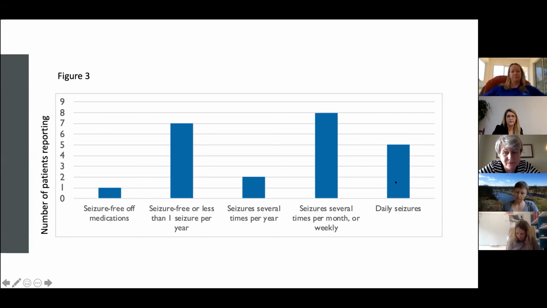So the spectrum is wide, and there doesn't seem to be any rhyme or reason to this within the families. Now, I don't have large numbers within families, but even within the same family, some of the kids could be having daily seizures and some could be seizure-free. So I don't think this is a genotype-phenotype correlate, but that is still to be determined.